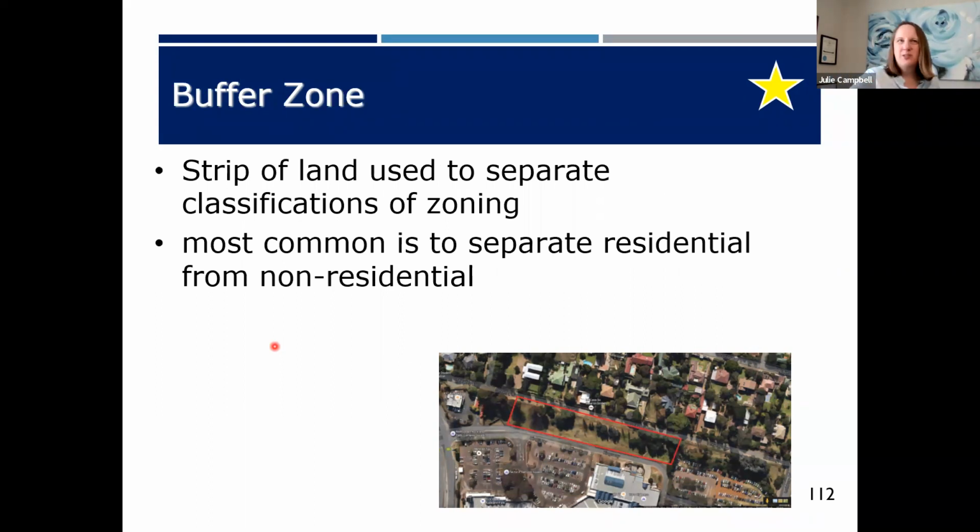This might be hard to see, but you see this little row of trees here and you've got the red box around it. That's our buffer zone. Here's our residential area at the top of the neighborhood, and then something down here. I can't tell if this is a big industry or a Walmart or what, but something non-residential down here at the bottom. So the whole point of the buffer zone is just to separate the two.